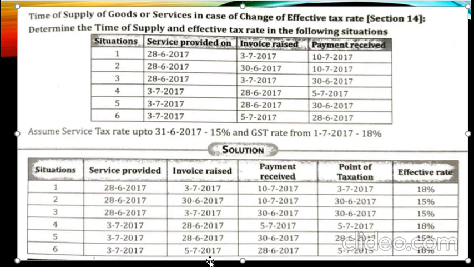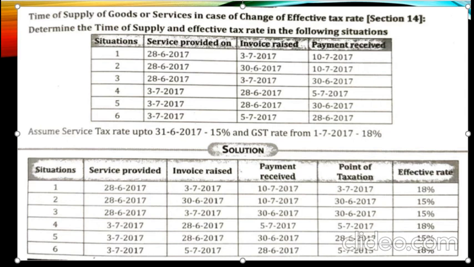So now, the two events which are after the change are service provided and invoice raised. Among these, whichever is earlier will not be considered. The invoice raised date will be directly taken, which is 5th July 2017. So what rate will be considered? As these two events occurred after the change, we will take 18%.